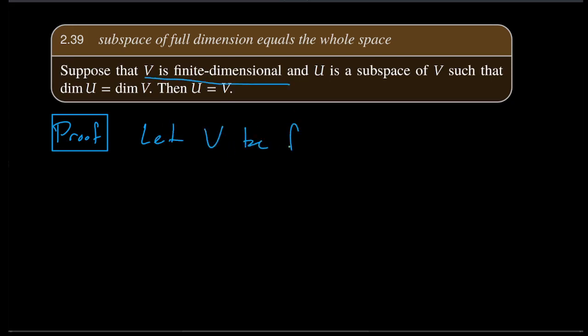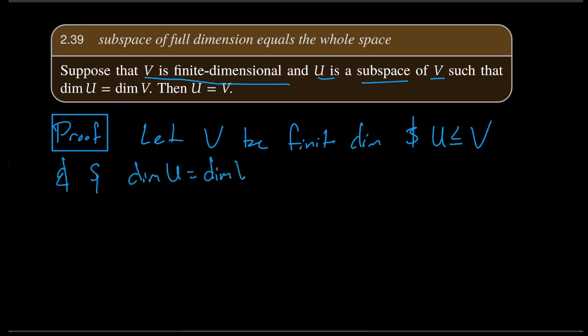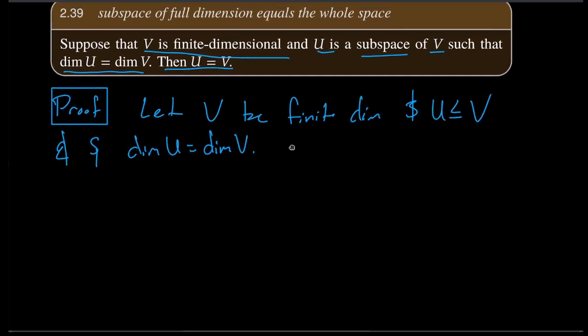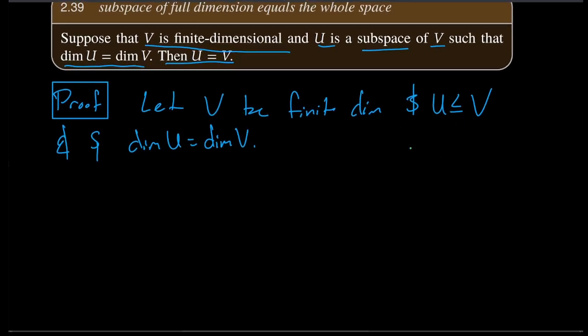finite dimensional V, U a subspace of V, and suppose that dim U is equal to the dimension of V. What we're going to show is that U is equal to V. Here's the idea. If you have a finite dimensional vector space and a subspace of it with the same dimension, what we want to say is that those are actually the same space. That is, there's no subspace not equal to V that sits inside of V, some little vector space inside of V that has the same dimension but is not all of V.